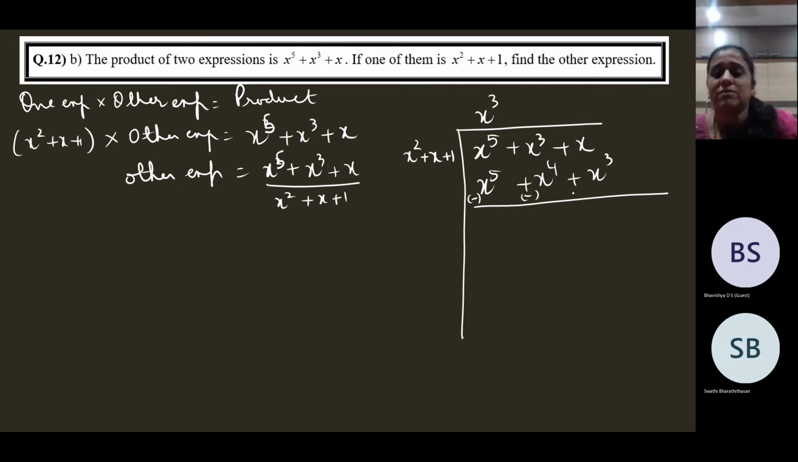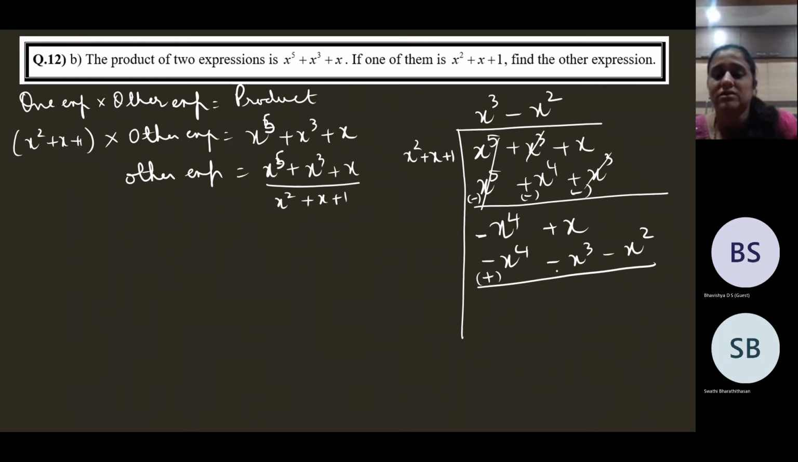Minus, minus, minus. This gets cancelled. And this x cubed and minus x cubed also will get cancelled. So you will bring down minus x to the power 4 and plus x. Now minus x squared. So minus x to the power 4 minus x cubed minus x squared. Change the signs: plus, plus, plus. This gets cancelled and nothing else will get cancelled. So you will get x cubed plus x squared plus x.